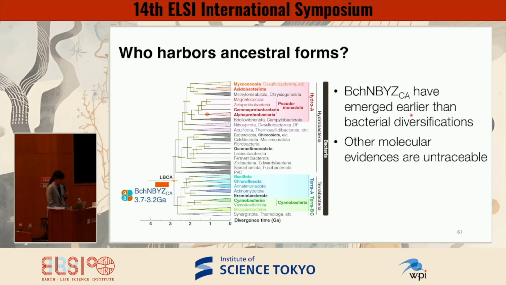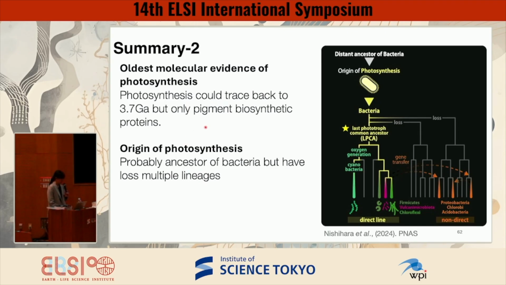What about an ancestral form? The common ancestor of BCH and BYZ emerged earlier than bacterial diversification. This point is the last common ancestor of bacteria. And as molecular evidence, we found it untraceable beyond this. So, in summary, we could trace back photosynthesis to 3.7 billion years ago, but only through pigment biosynthesis proteins. The origin of photosynthesis is probably at the ancestor of bacteria, but it has been lost in multiple lineages.